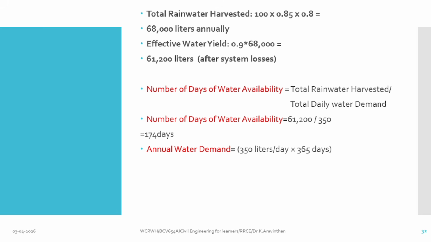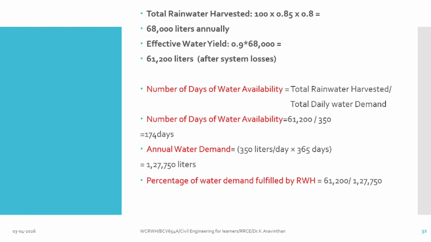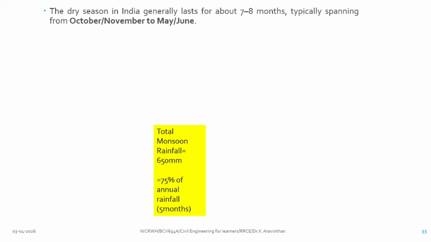Now, let us find the annual water demand, which is 350 liters per day into 365. So, the total water demand here is 1,27,750 liters. Now, the percentage of water demand that can be fulfilled is around 47%, nearly 50% of water can be fulfilled by rainwater only. The rest of the water can be used from the bore or from the government water supply.